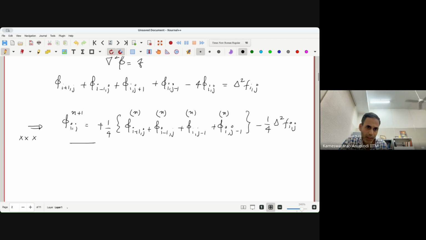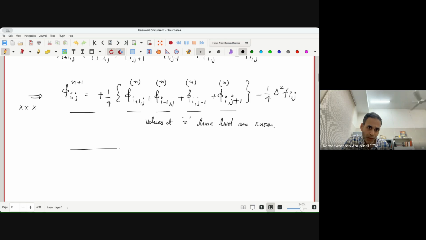Okay, so what does this mean? This is basically more like an explicit method because if I know the n values, the values of the previous time step, the values at nth time level are known. So we can simply substitute for all these things and calculate phi ij n plus 1. Okay. So what we also realize is that phi I plus 1j, I minus 1j, ij plus 1, ij minus 1 are nothing but the 4 neighbors of the grid, right?